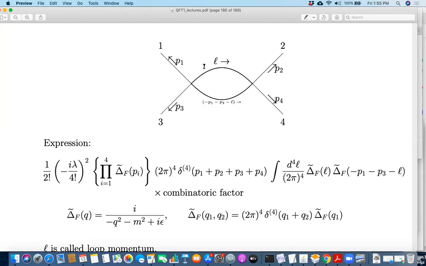But the momentum of this line cannot be determined. There is nothing that can determine how much momentum will go out of this. So you just call this L. Once you have called this L, the momentum that is going out of this is fixed, because you see minus p1 and minus p3 comes in. L has gone out, so minus L. So the total momentum that is going out from here must be minus p1 minus p3 minus L. And with this, you can check that the total momentum here is conserved. Is that clear?